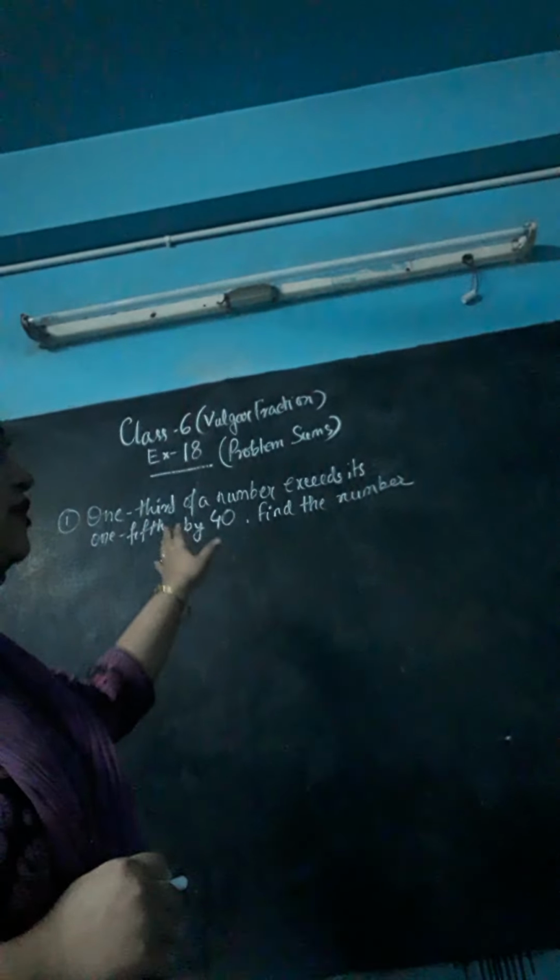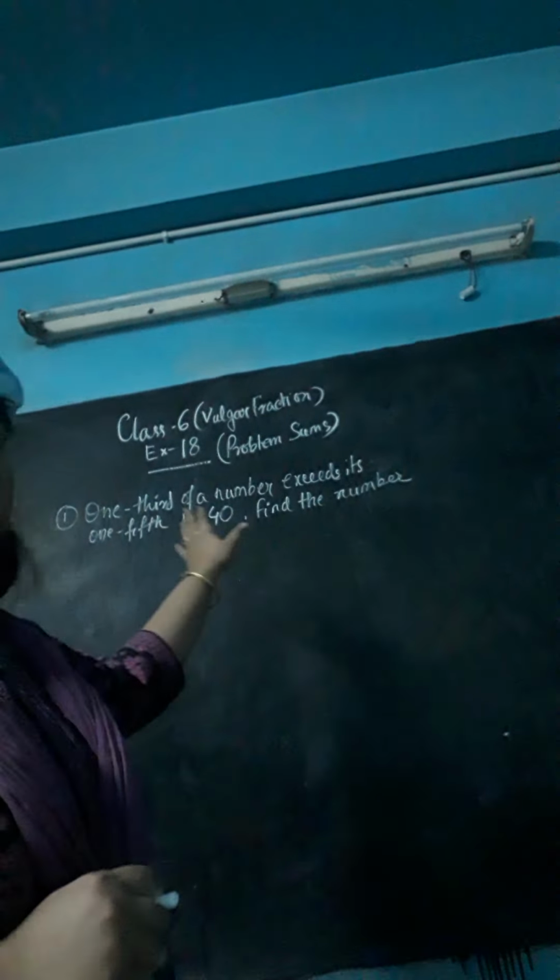And how to write the difference? We subtract from one figure the other figure. So we always subtract from the greater to the smaller number. Similarly, if I say 1/3 of a number exceeds 1/5 of a number, it means 1/3 of the number is greater than 1/5 by how much? 40. So if I subtract both the numbers, the result is 40.